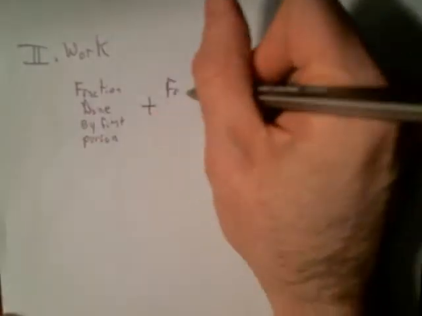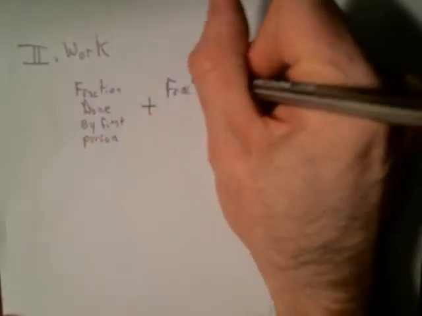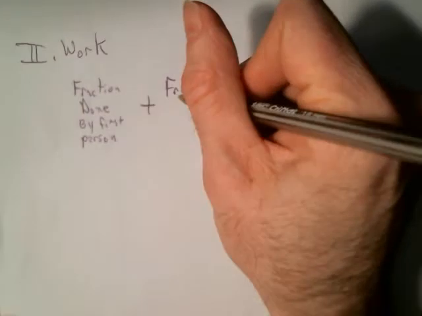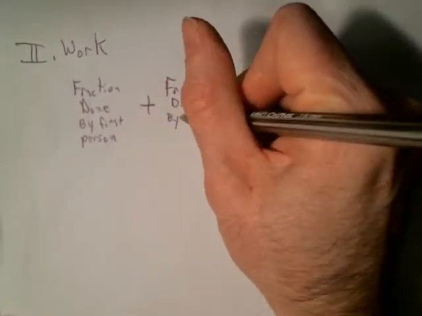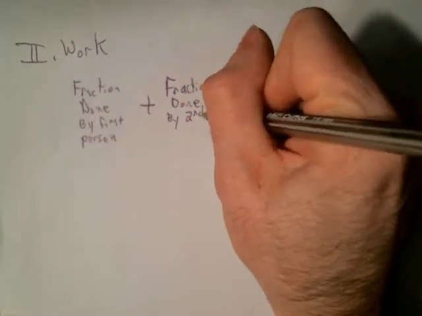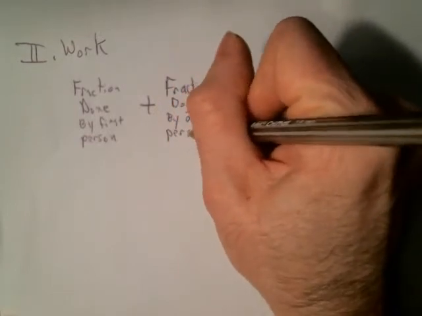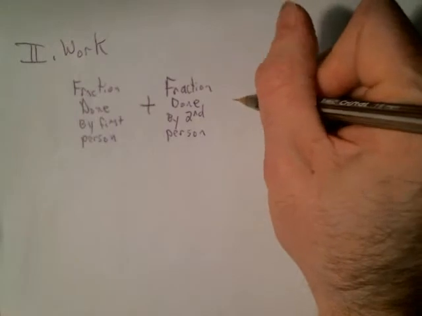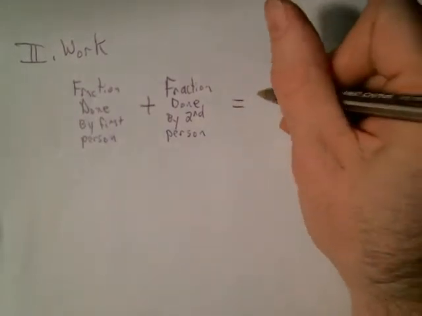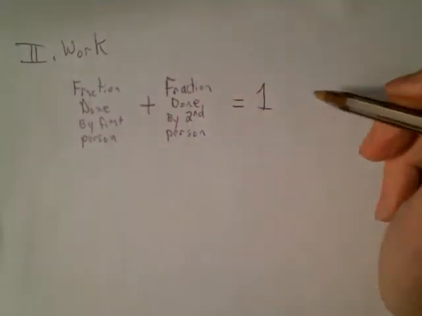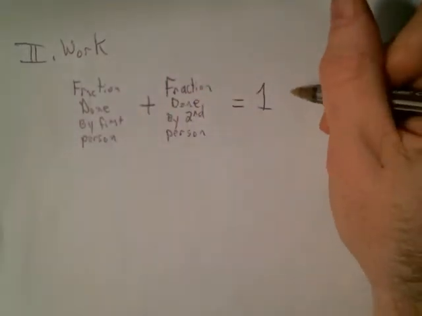So you have two things working together, and then you consider the fraction done by one thing and the fraction done by the other thing. And together you should have one whole job completed. So if you add this fraction plus this fraction, it'll equal one whole job.